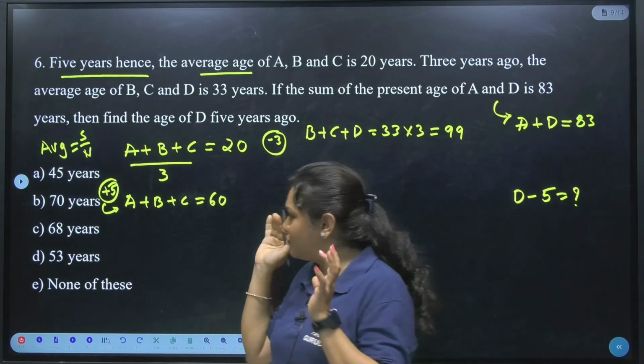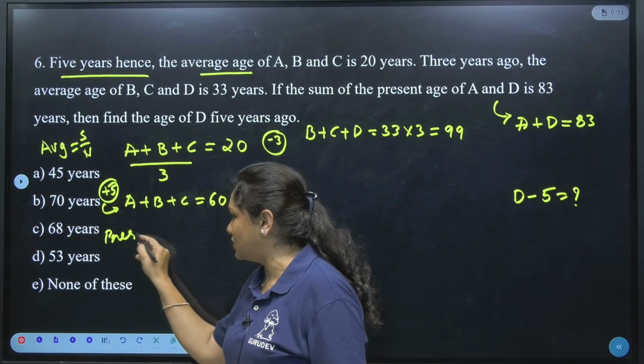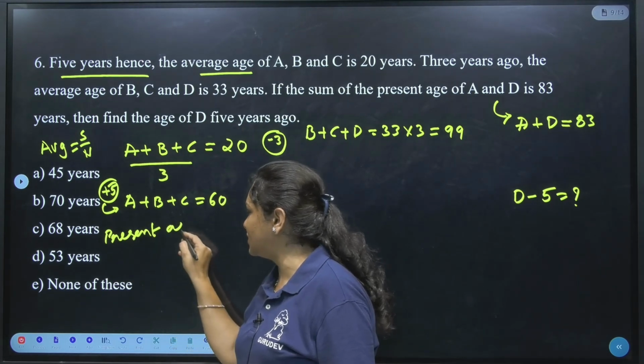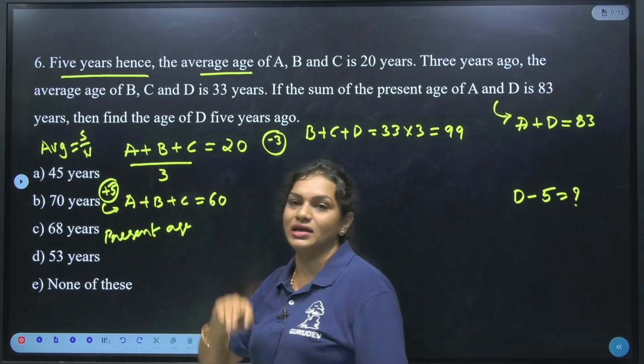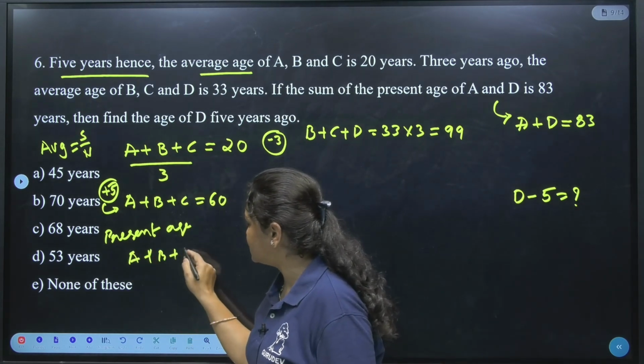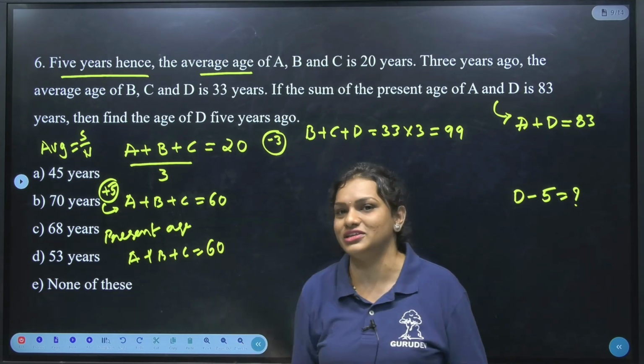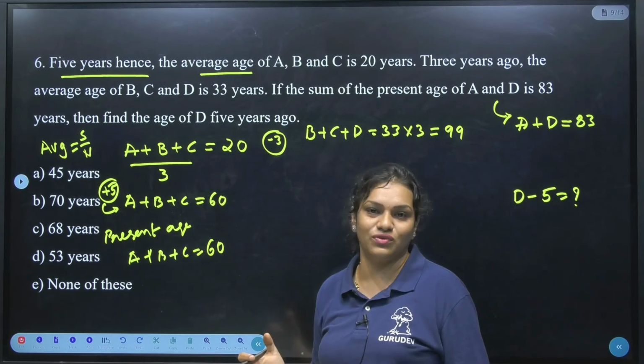Okay. So if you want to do it this way, if I want to get the present age of A, B and C, if I want to get this A plus B plus C, already we know it is 60, but this 60 is the age 5 years hence. If I want to get the present age, what can be done?